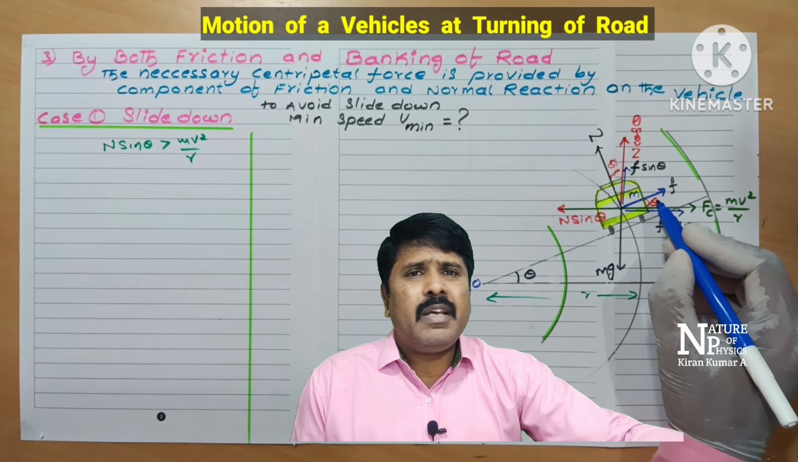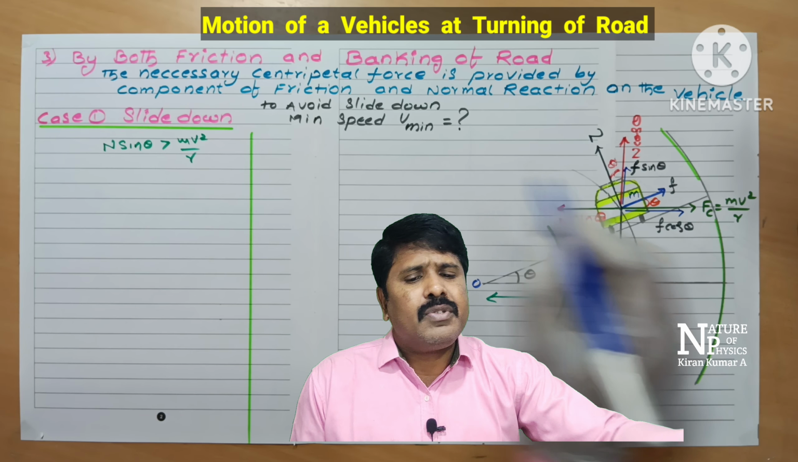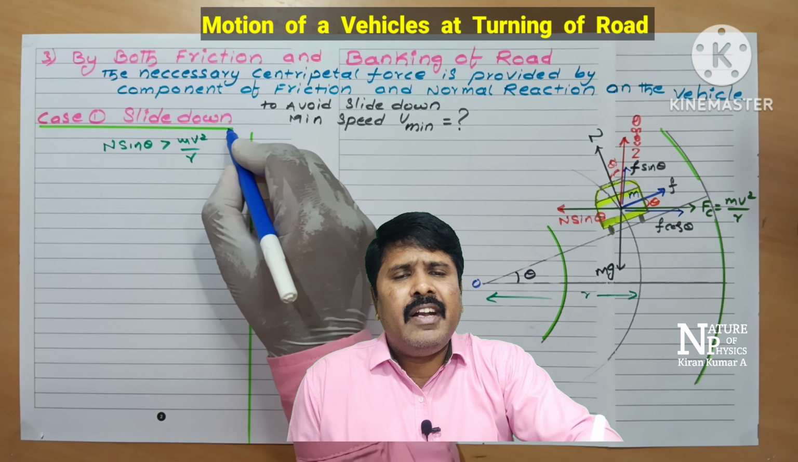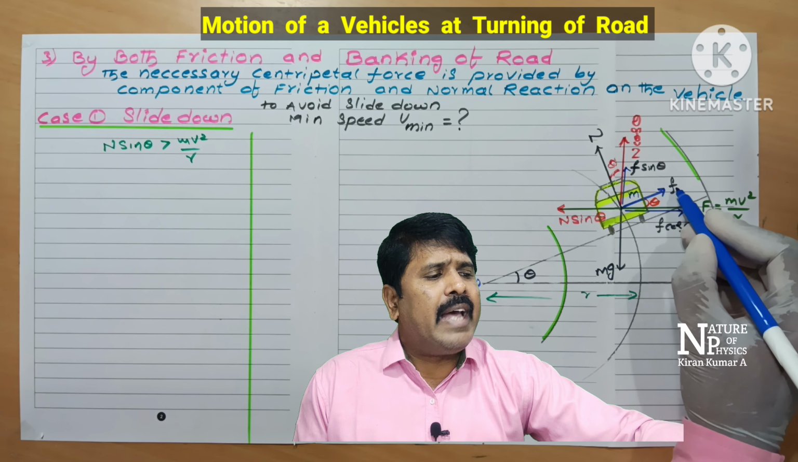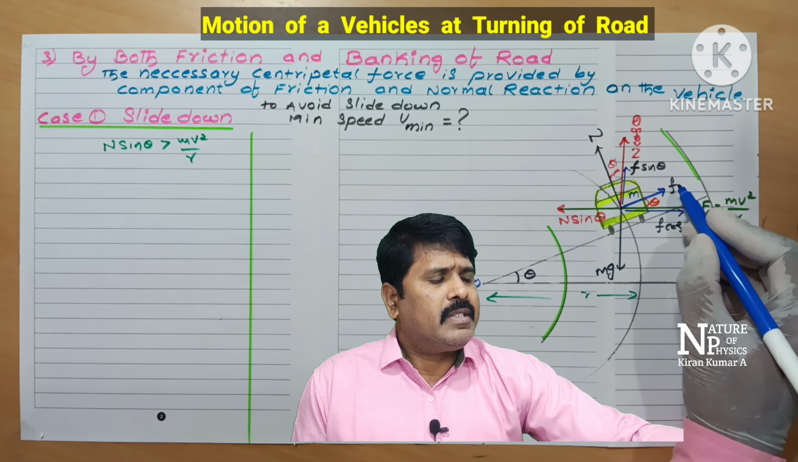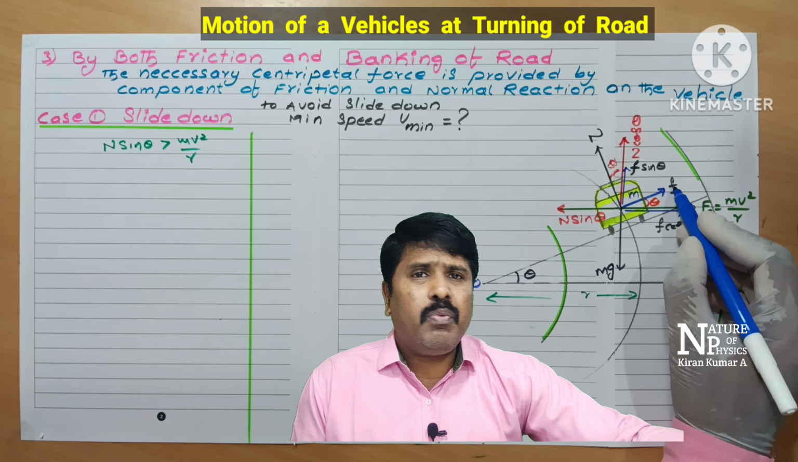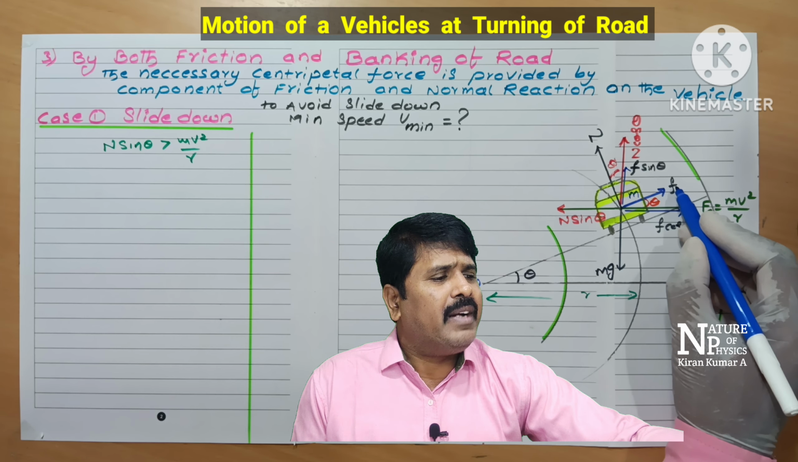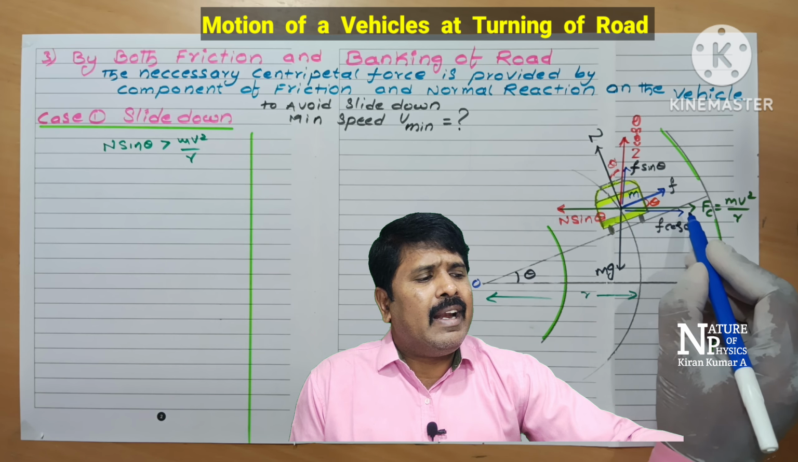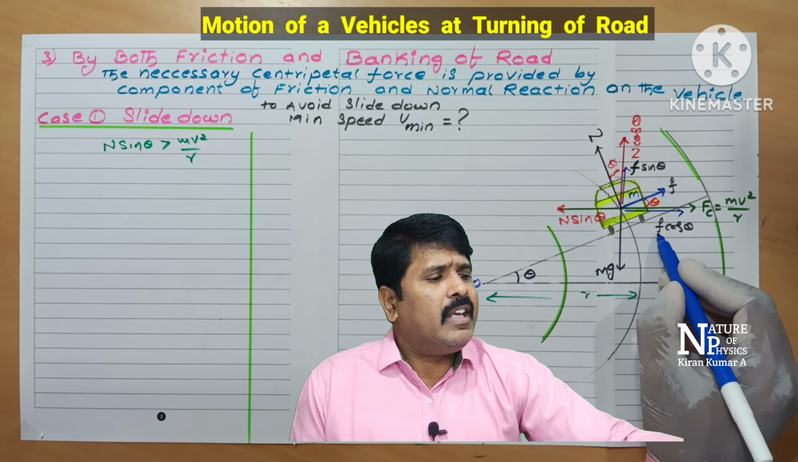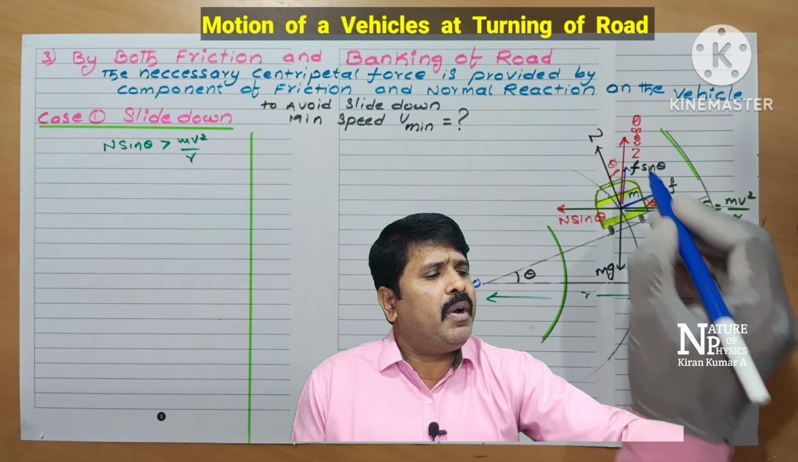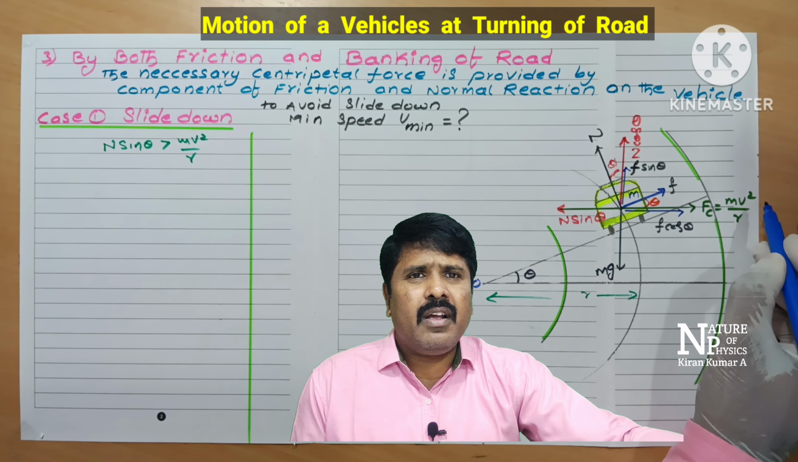So there is a frictional force acting. Here the case is sliding down, so the frictional force acts away from the center. The frictional force also resolves into two components, since it makes an angle theta with the horizontal. So F cos theta is the horizontal component, and F sin theta is the vertical component.